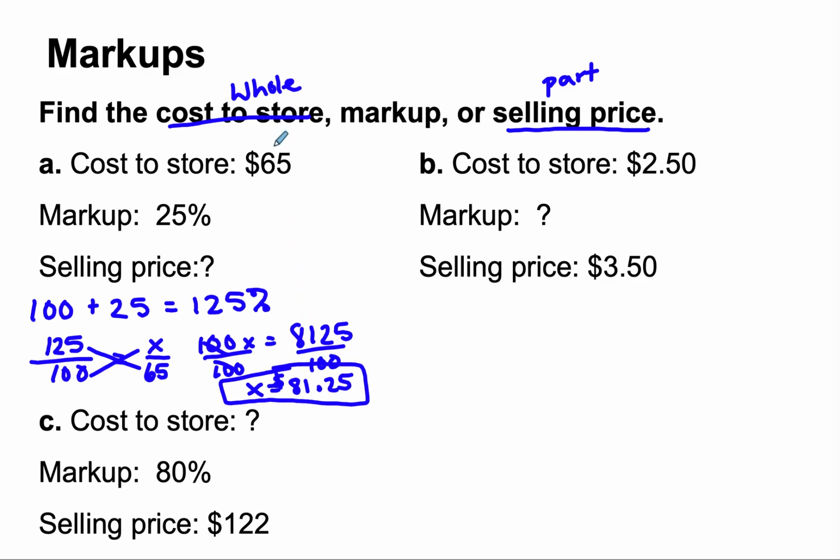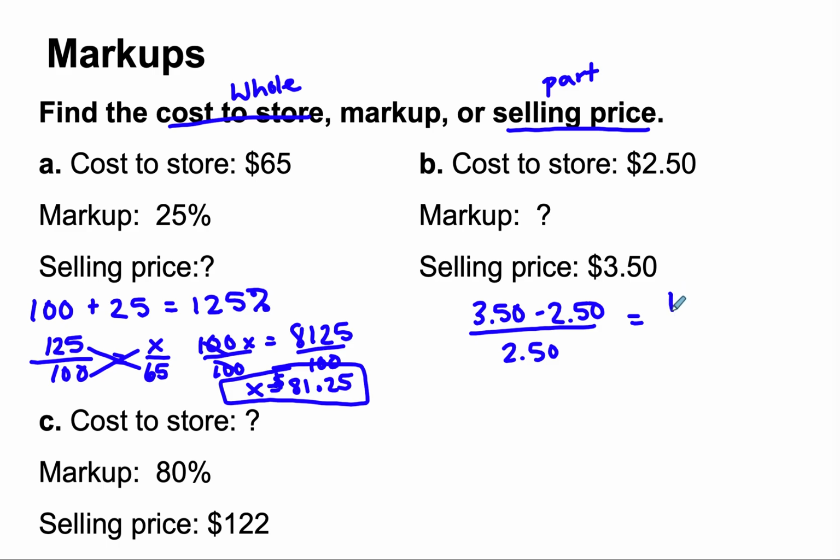Does it make sense? Well, they're going to charge a little bit more than what they paid. So yeah, it would make sense that that would be $81. That seems reasonable. All right, here we're missing the percent, so we're going to do percent change. We always want to subtract with the big number first. So $3.50 minus $2.50. And then we are dividing by the original, which is the first one, $2.50.